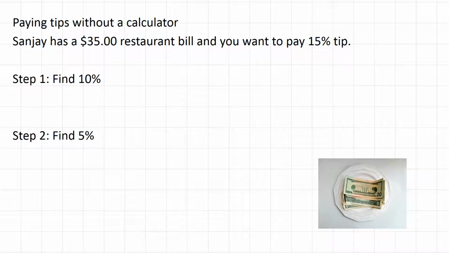So 15% is actually more challenging to calculate in your head. The easier one to calculate is 10%. So 10% of $35 is 0.10 times 35. And 0.10 times 35 means that the decimal place just gets moved over one spot. So that means 10% is $3.50. I didn't need a calculator for that because 10% is an easy decimal move.